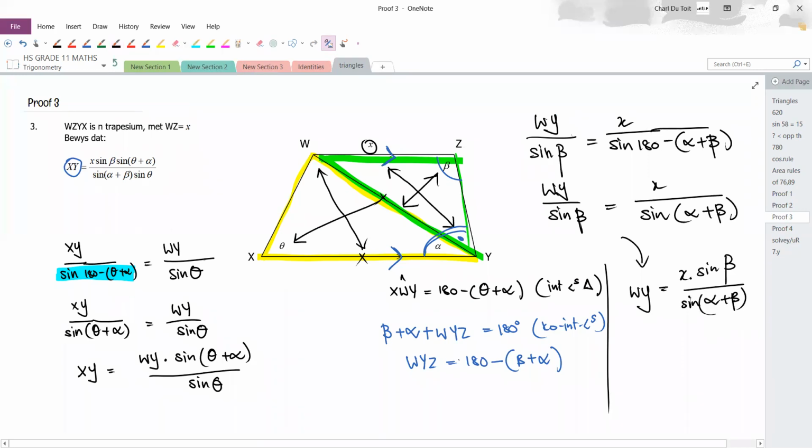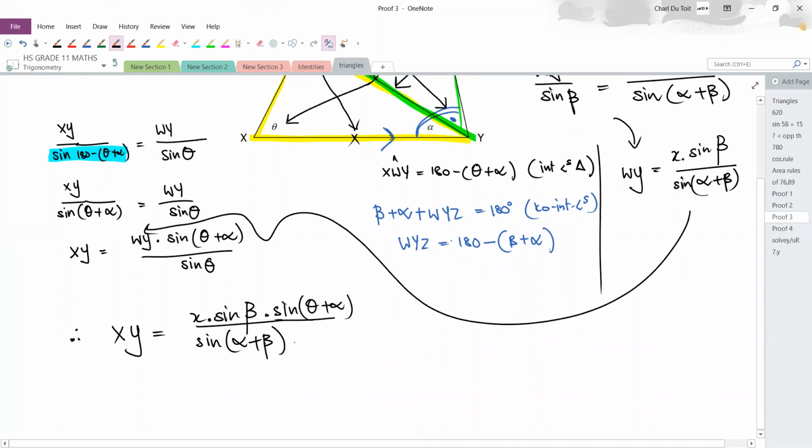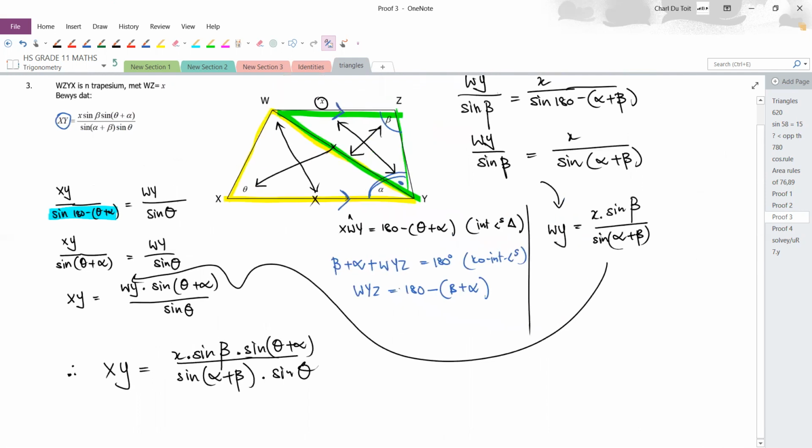And then I can pop that WY in. So therefore, XY equals, and instead of WY, I can write X times sin beta over sin of alpha plus beta. And then on top, I have another sin theta plus alpha. And at the bottom, I have another sin theta. And then I should have the right answer. I have it.